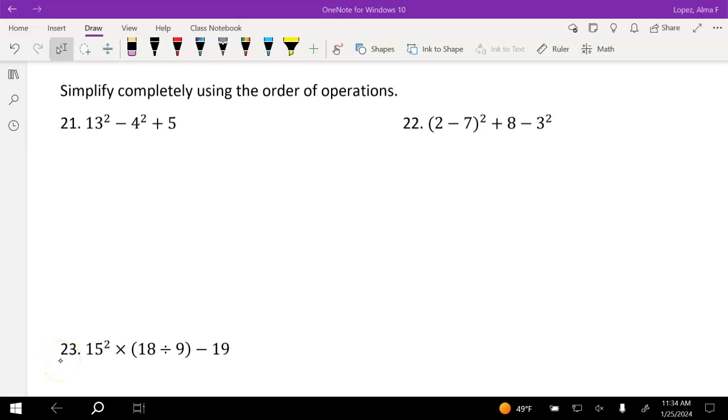Right, here we are, factoring test review, part 3. Questions 21, 22, and 23 will actually be order of operations.